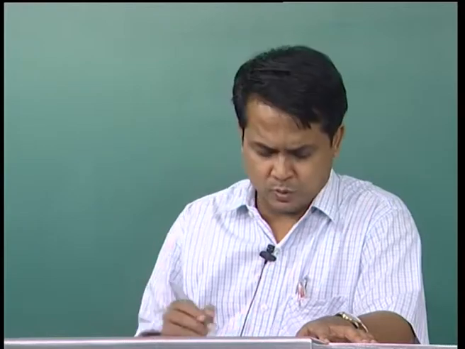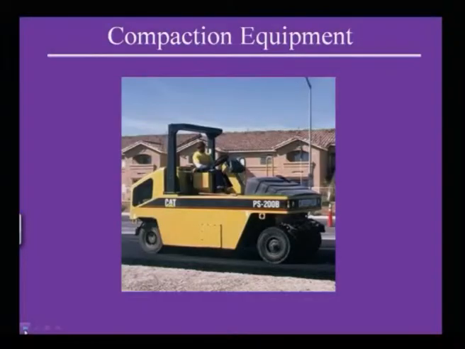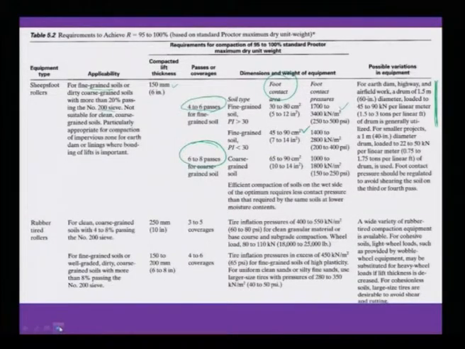Remember, for clean and coarse grained soil, if you look at rubber tired rollers, I can show you in this equipment. This is your rubber tired roller. The compacted lift thickness is 250 mm. Generally the passage is 3 to 5 coverage. You pass it 3 to 5 times, and this is the specification of pressure and the variety of rubber you are going to use. For fine grained soils or well graded soil, generally the passes will be 4 to 6.